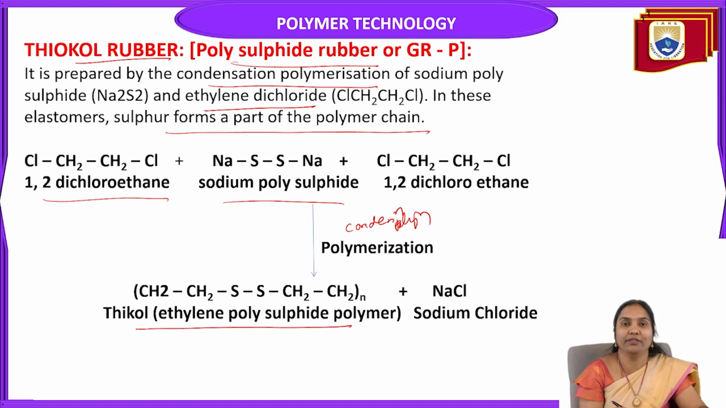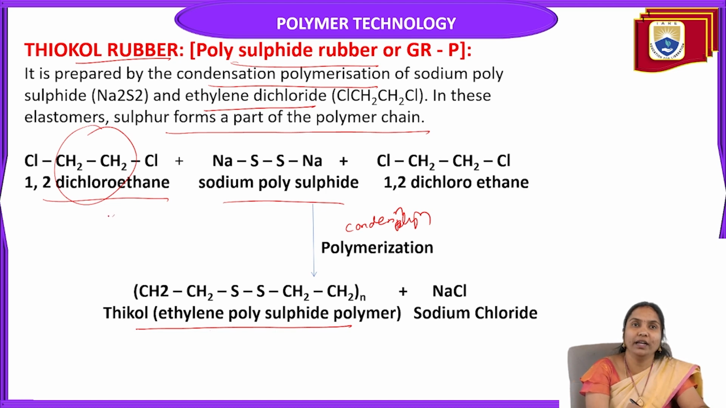It is an unvulcanized rubber because there are no double bonds. So what is the vulcanization process? When natural rubber is heated with sulfur, the sulfur mainly reacts with the double bonds of the rubber chain. Natural rubber contains double bonds, so only in that case is vulcanization possible. But in Thiokol rubber there are no double bonds, so it is an unvulcanized rubber, but it has good properties.